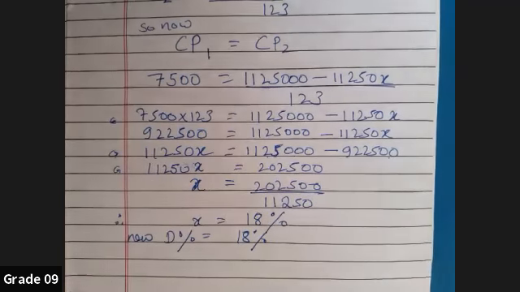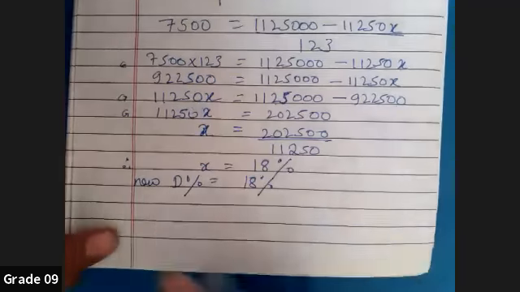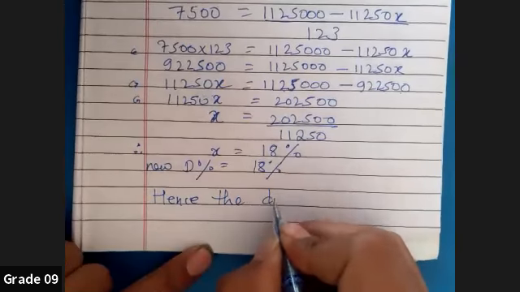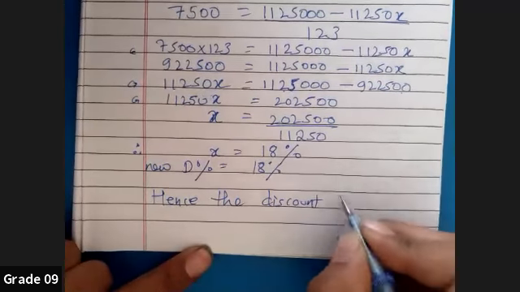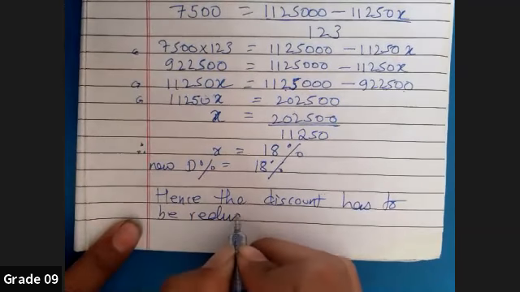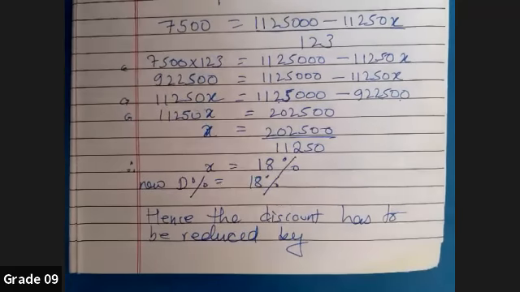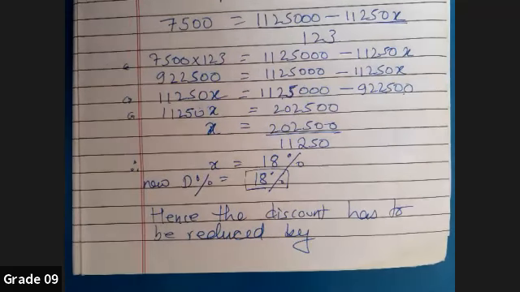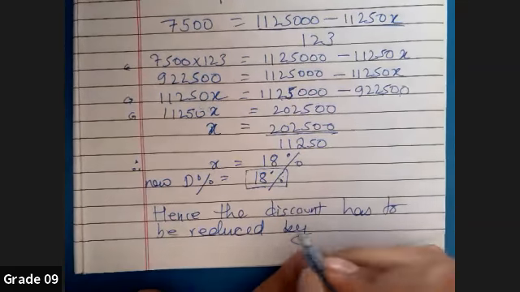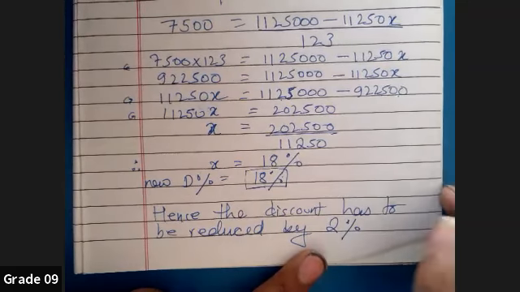So what can we conclude? By how much percent does the discount have to be reduced? What should be our statement? Hence, the discount has to be reduced by, what do you say? The old discount was 20%, the new discount is 18%. That means he has to reduce the discount by 2%. This is your statement.